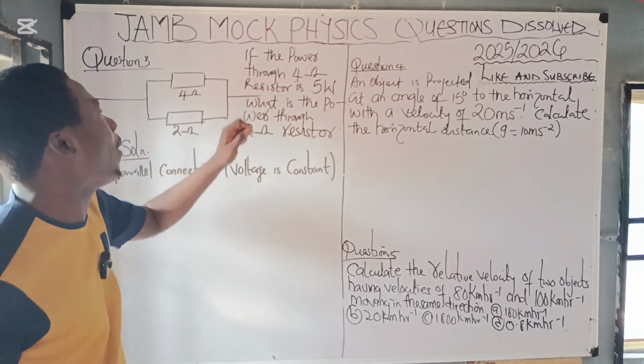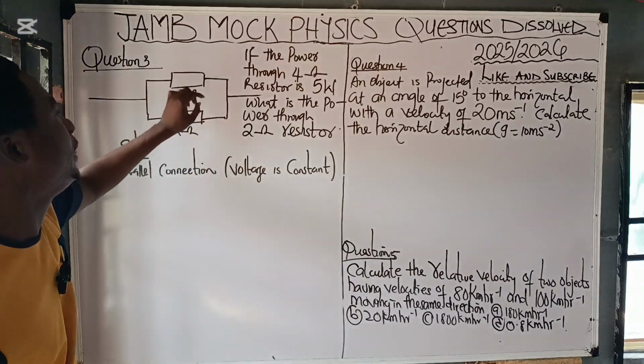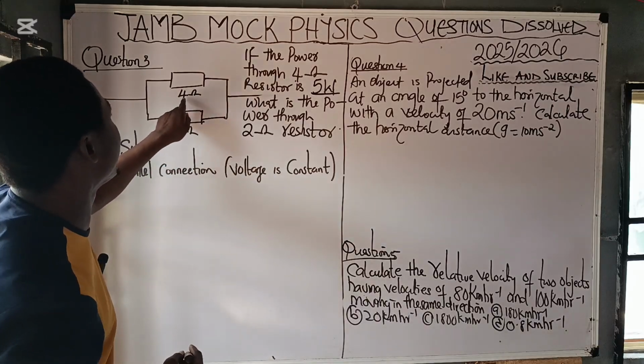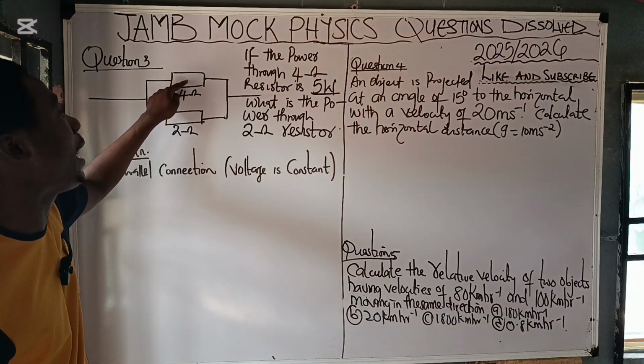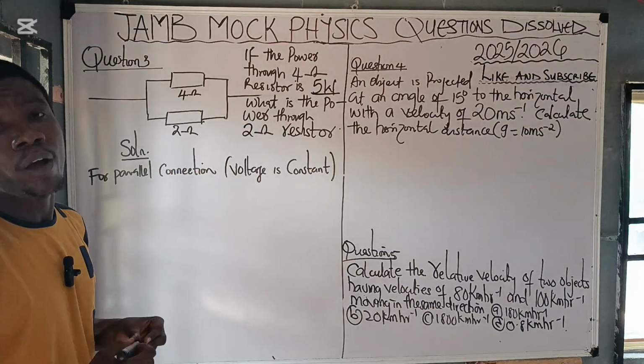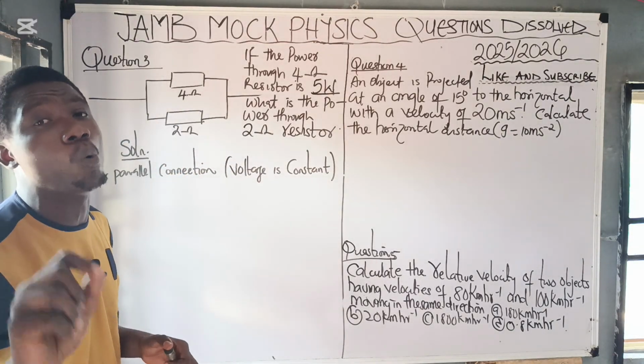Now, they said the power through the 4 ohm resistor is 5 watts. So if I have a resistor of 4 ohm, the power is 5 watts. What is the power through this 2 ohm resistor? First of all, I'm going to find their common what?